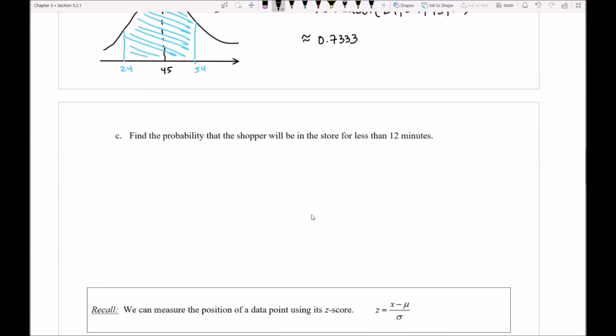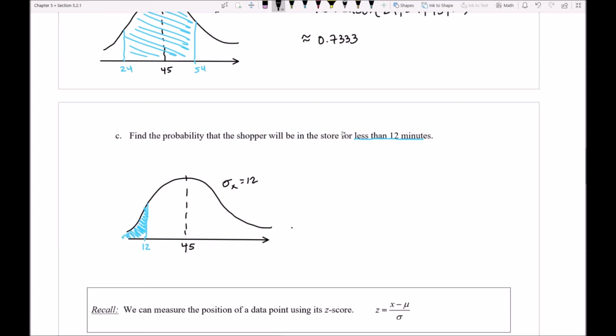Let's take a look at one more here. Find the probability that the shopper will be in the store for less than 12 minutes. Okay, so same thing as always, I'm going to sketch out a little picture here. So here's my average of 45. I know I have a standard deviation right now of 12. And I know that I want to be in the store for less than 12 minutes. Okay, well that's not too difficult. If I put 12 on the number line, it'd be somewhere like way down here. And I want to be less than 12 minutes. So I'm going to shade this direction.